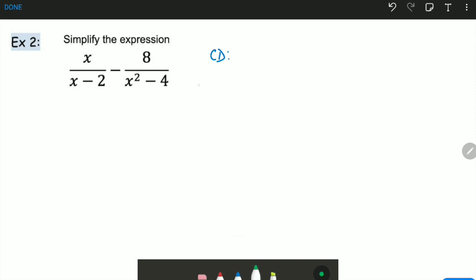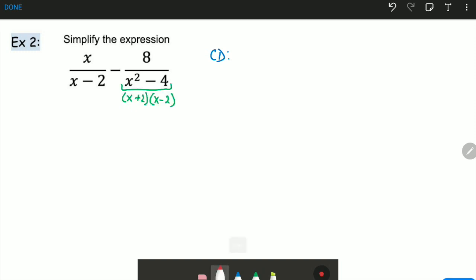But anyways, for the common denominator, it helps to factor our denominators. So x minus 2 is actually already factored. However, x squared minus 4, both terms are perfect squares, so this falls into the a squared minus b squared, or difference of squares pattern, meaning our factors are x plus 2 and x minus 2.